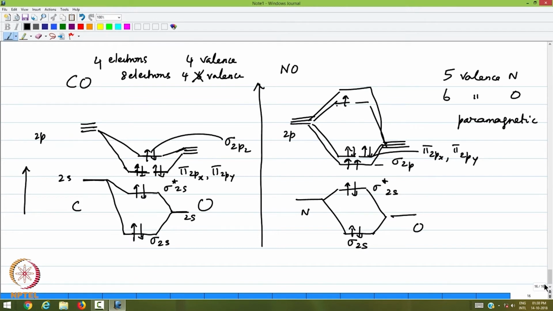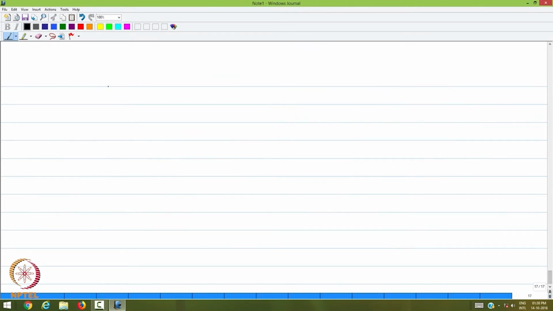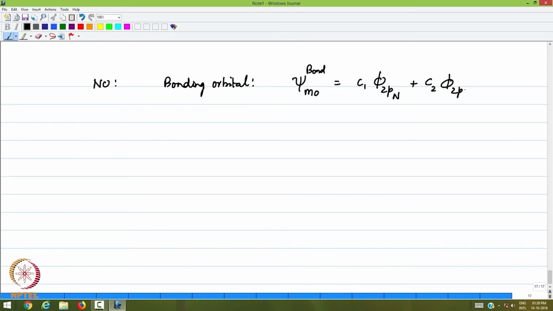So, this is another important factor: when we write the NO bonding orbital, for example, for the 2p, if we write psi MO bonding as C1 times the 2p orbital for nitrogen plus C2 times the 2p orbital for oxygen, you would see that for the bonding case, this is higher in energy, this is lower in energy. You will see that the absolute value of C1 squared is less than the absolute value of C2 squared.